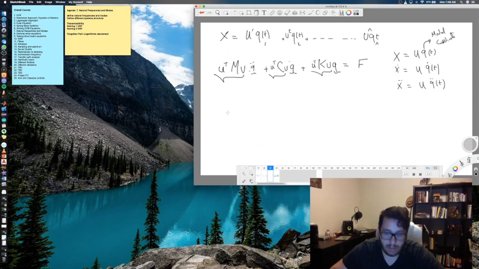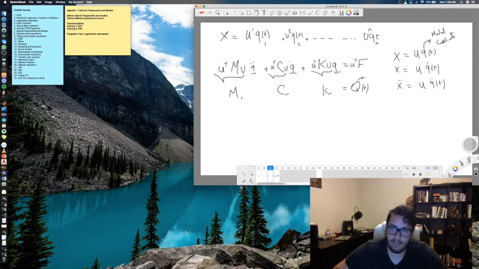So what am I trying to reach? Why am I doing all of this? I'm going to call this M_R, this C_R, and this K_R, and I'm going to multiply here by U transpose as well, and that's called Q of t. And that's the modal force. The modal matrix force, I think they call it.